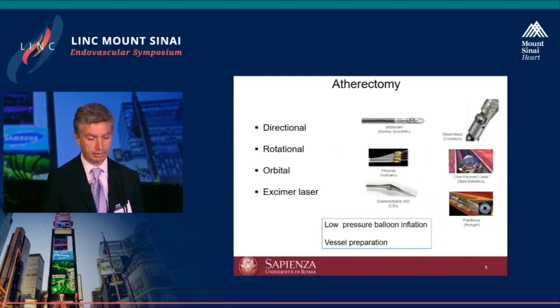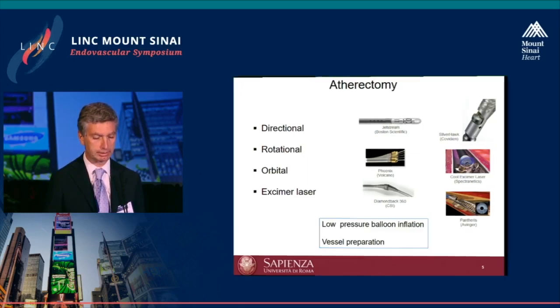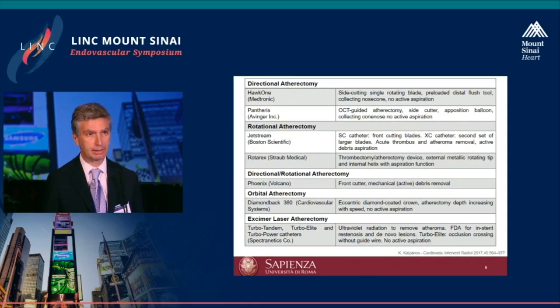Atherectomy can be divided in 4 different groups. We have directional atherectomy, rotational, orbital, and also the laser. All of them give us the possibility to perform a second step of the procedure using a low inflation balloon. And this is very important, especially to reduce the stress on the arterial wall and so reduce the possibility of intimal hyperplasia and recurrence of stenosis. And definitely this is one of the key points in vessel preparation, not only for the drug-eluting balloon, but also for drug-eluting stents.